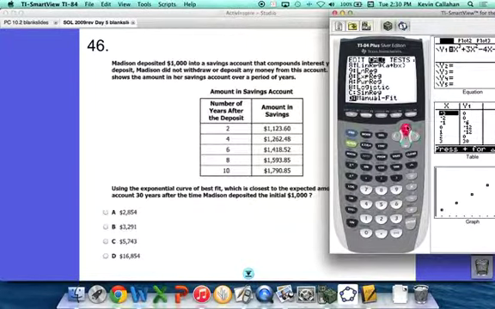Where is it? 0, exponential regression, right? So go to the 0 one way or the other. There we go. Hit enter and hit enter. So y equals a times b to the x. A equals 1,000, b equals 1.06.